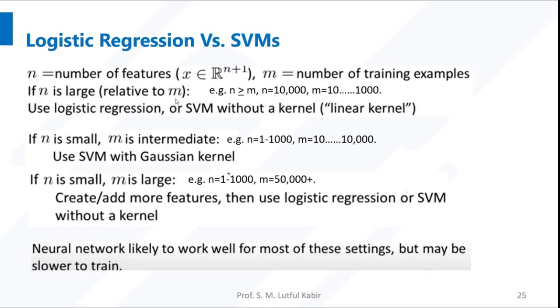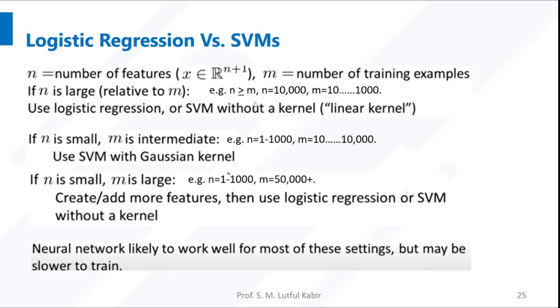If n is large relative to m, for example n is 10,000 and m is only in the range of 1,000, then use logistic regression or SVM without a kernel. SVM means the cost function with a linear expression, and logistic regression means the cost function with a logarithmic expression. Without a kernel means a linear kernel. So this is a practical guideline for using either logistic regression or SVM.